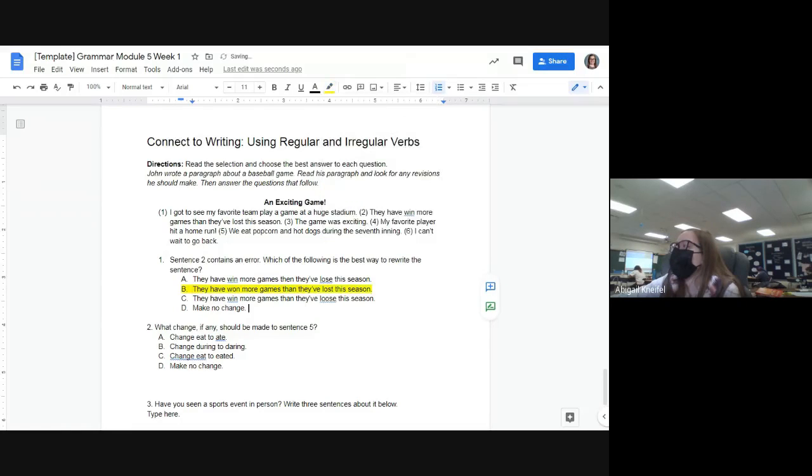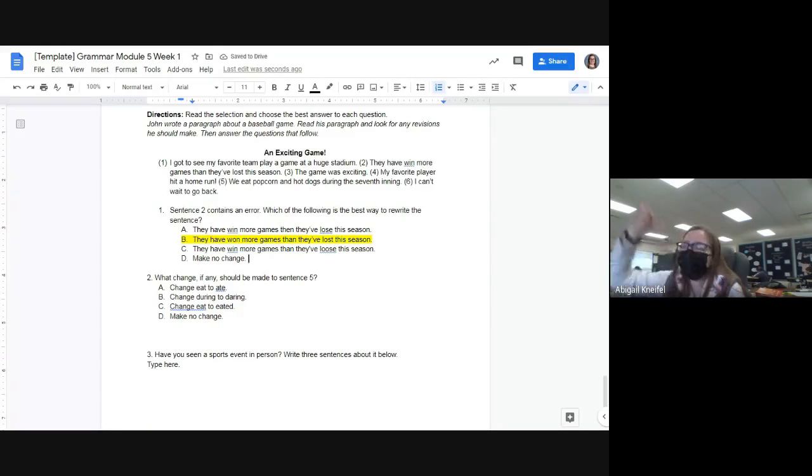And then what change, if any, should be made to sentence 5? Remember, this is past tense. It already happened. And it says, we eat popcorn and hot dogs during the 7th inning. I need you to read those things right there. Read those choices. And then raise your hand when you think you know.